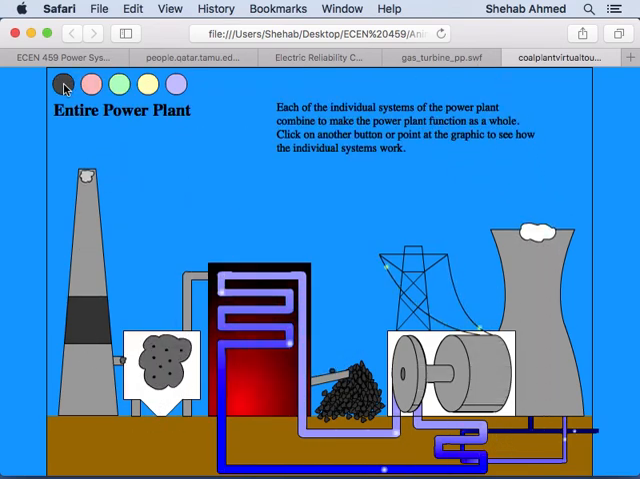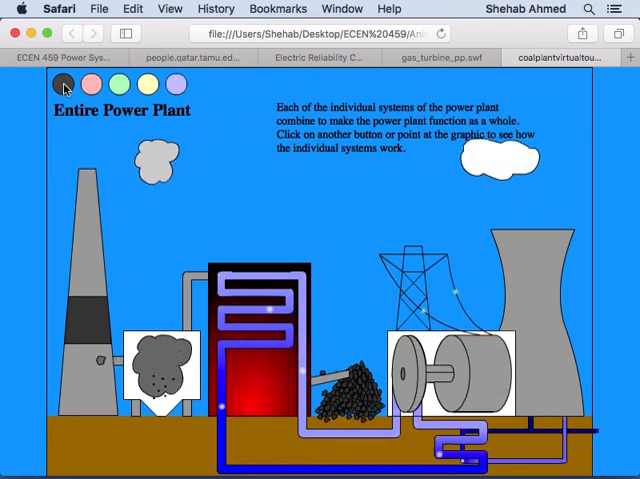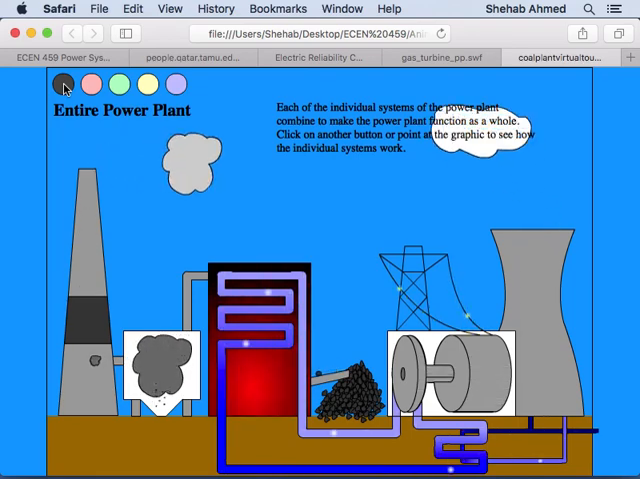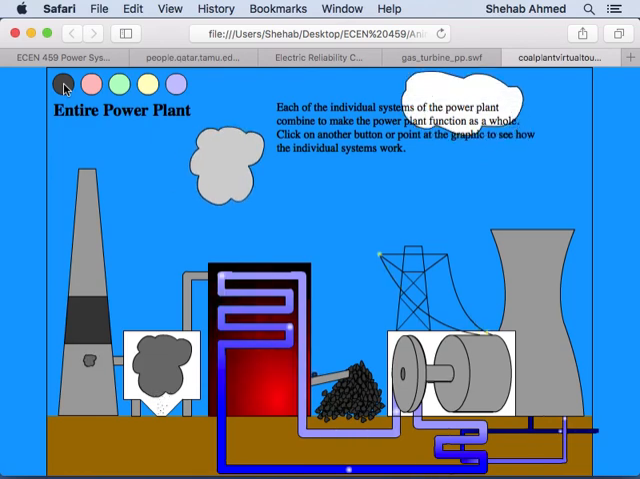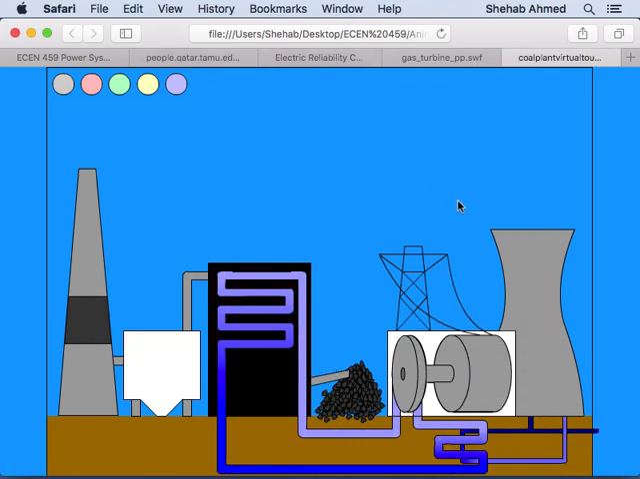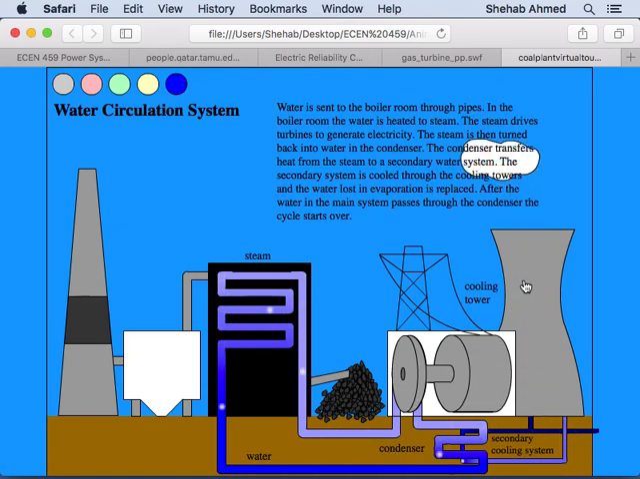Coal comes into the boiler room. What it does is it takes the water, pushes it, and creates steam. This steam goes into a steam turbine. The steam turbine turns the generator. The generator produces electrical power, and of course you have this, which is called a cooling tower. So it's helping cool the water.